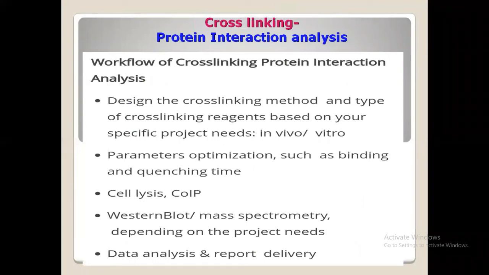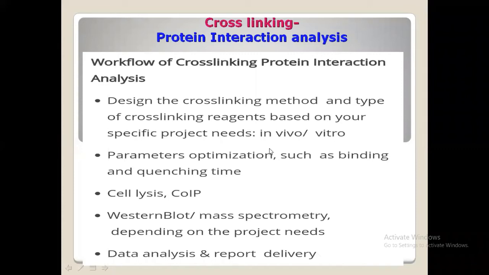Then the workflow of cross-linking protein interaction analysis. This is the next method, the cross-linking method, which is very important because it captures very unstable intermediate complexes. What are the steps involved in cross-linking protein-protein interaction? First, design the cross-linking method, because we have several cross-linking methods we are going to see now. Decide which method is suitable for your protein, and the type of cross-linking reagents used, based on your specific project needs.